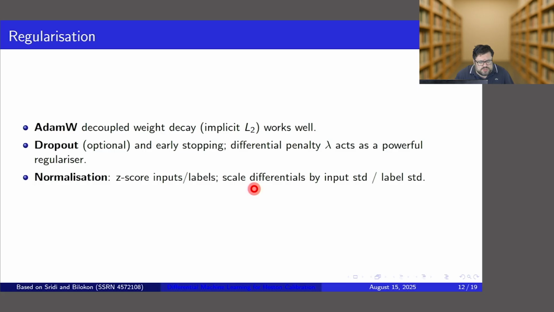Regularization is twofold: conventional AdamW, weight decay, early stopping, dropout, and the differential penalty, lambda, which acts as a structural regularizer. Correct scaling of grads, dividing by input STD, output STD, is necessary. If you get the scaling wrong, the optimizer either ignores gradients or is overwhelmed, as I said.